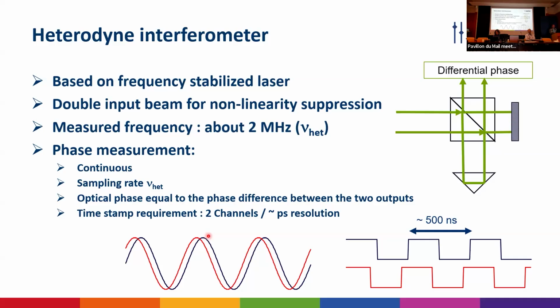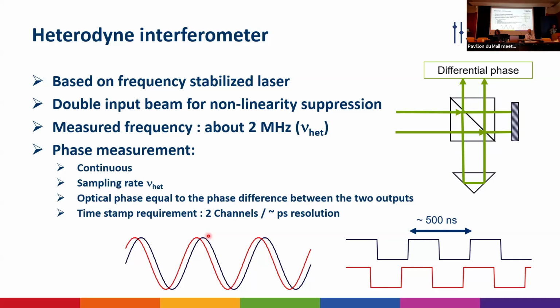So we have a phase measurement that is almost continuous, since we have 1 point every 500 nanoseconds with a large sampling rate. This time, the position will not be directly the phase of each individual signal, but the phase difference between the two outputs of the interferometer. And then, because the frequencies are much higher than the heterodyne frequency, the requirement in terms of timestamp will be much higher, typically at the picosecond resolution.